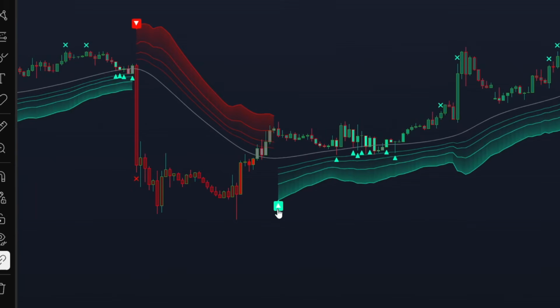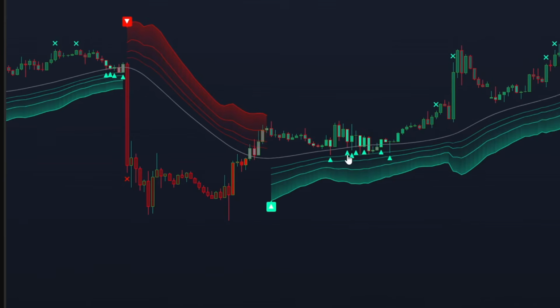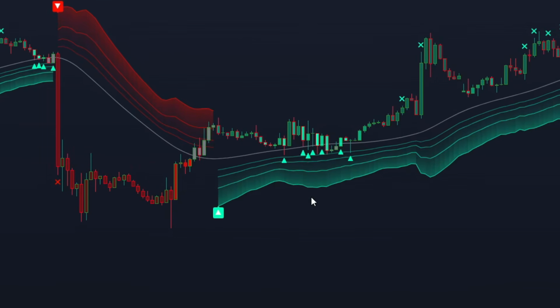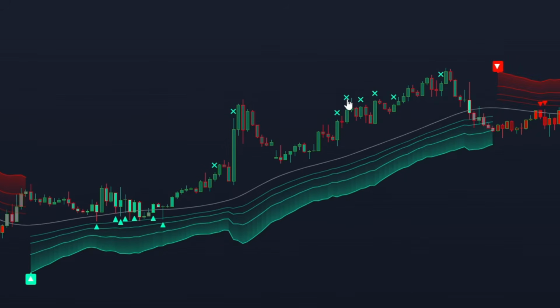There are also signals on the chart. You'll see buy or sell markers when the trend changes. There are also these bounce markers when price reacts at a band, so these are also indicated. And this indicator also has small crosses that can show profit-taking areas.